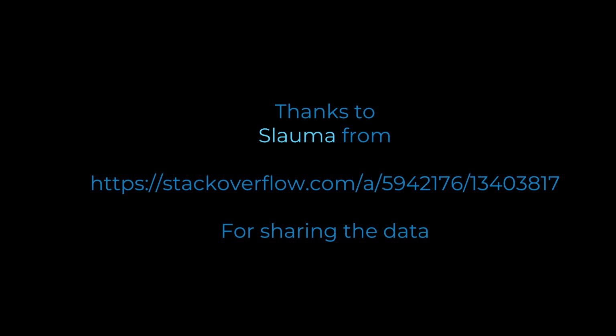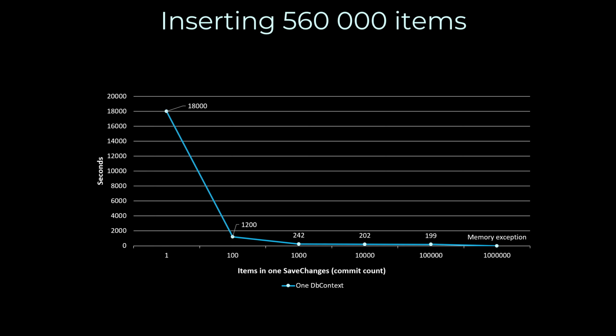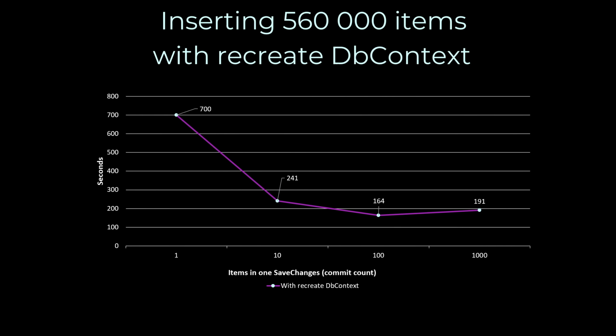And in those cases, I actually follow Slowma's answer from Stack Overflow, which visualized looks like that. And if you have one DB context, the answer is quite simple. The more items we have in SaveChanges, the less time it takes. But if we try to add all 5,600,000 items in one SaveChanges, actually it will throw an out of memory exception. So for those scenarios, I'm recreating a DB context, so disposing instance and creating a new one. And from experience, if I have like 2 million items, I actually do it every 5,000 items, and it never caused any problems for me.